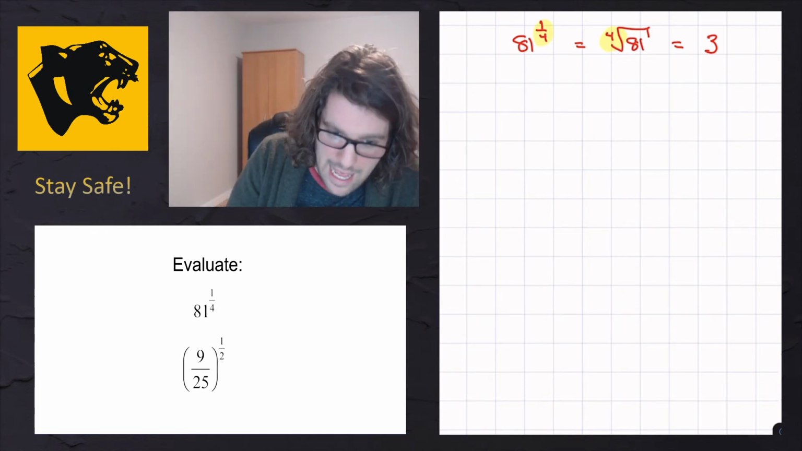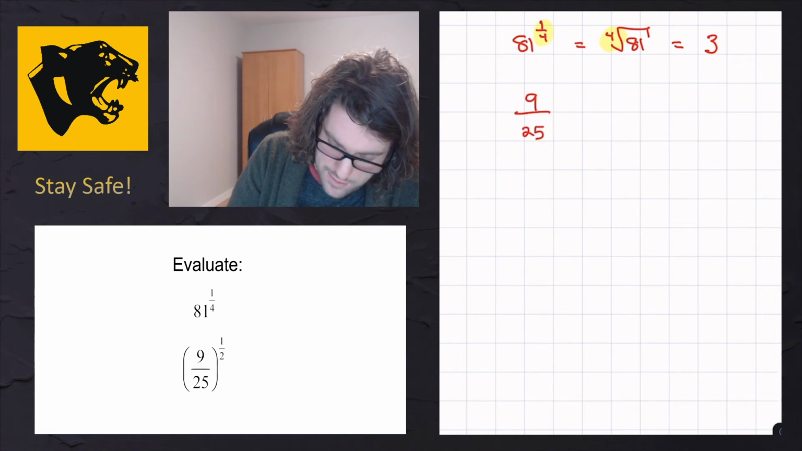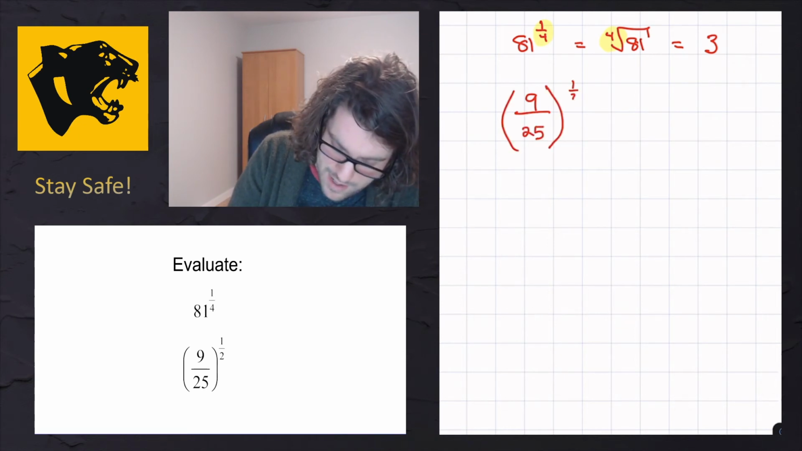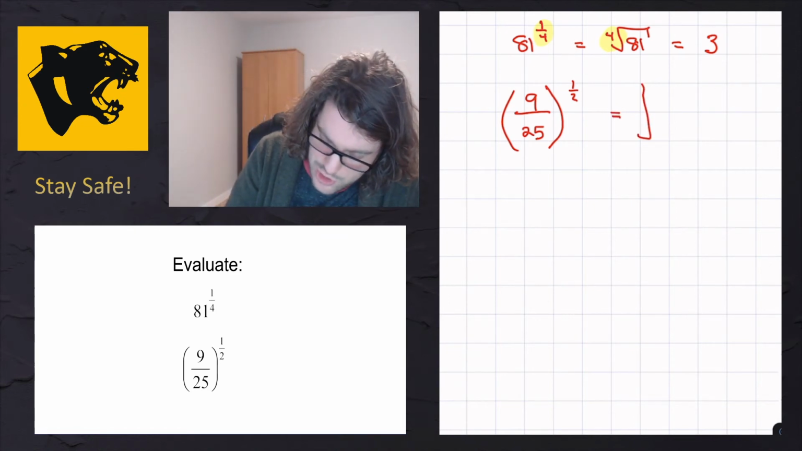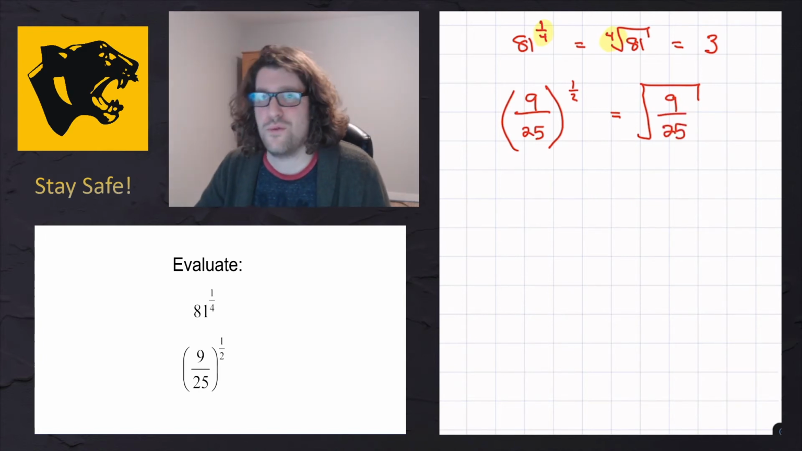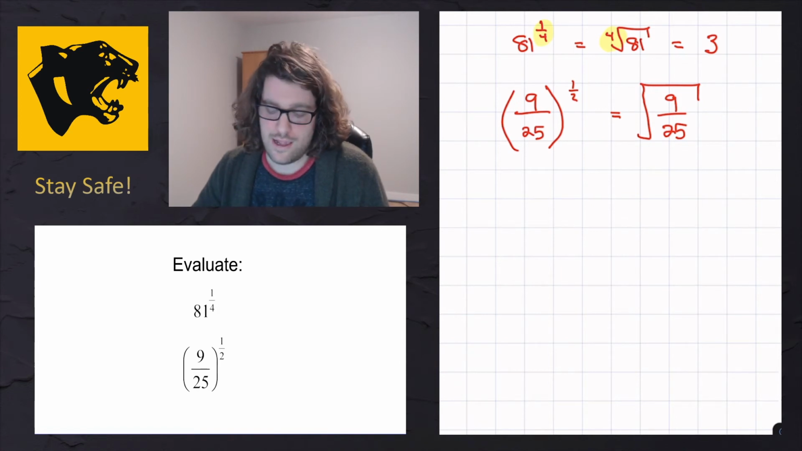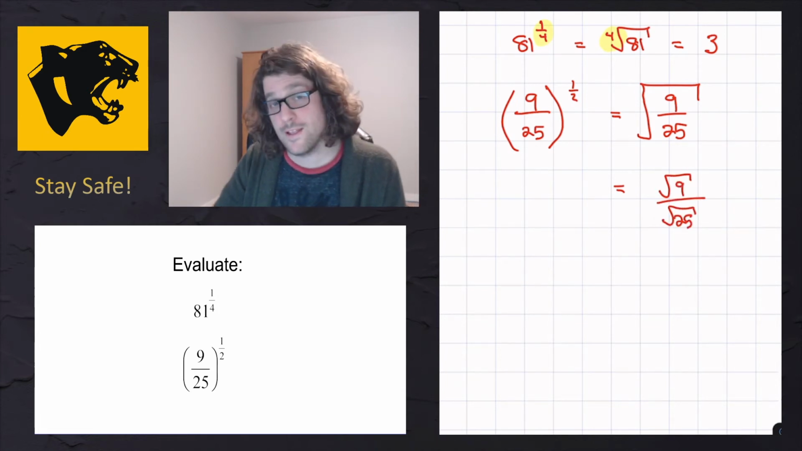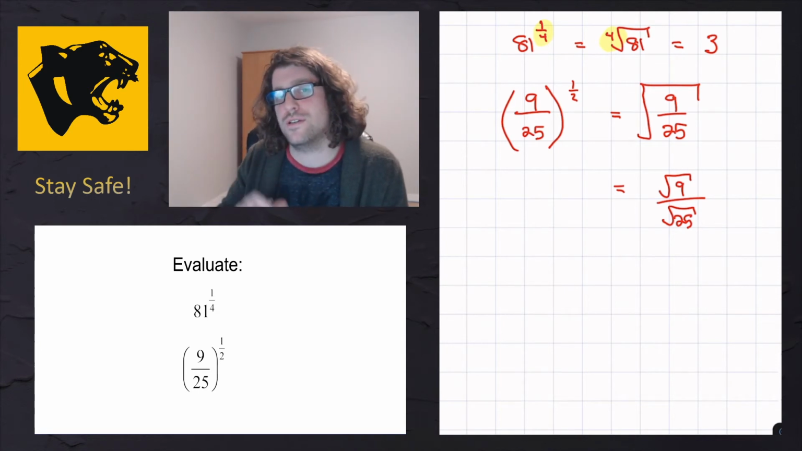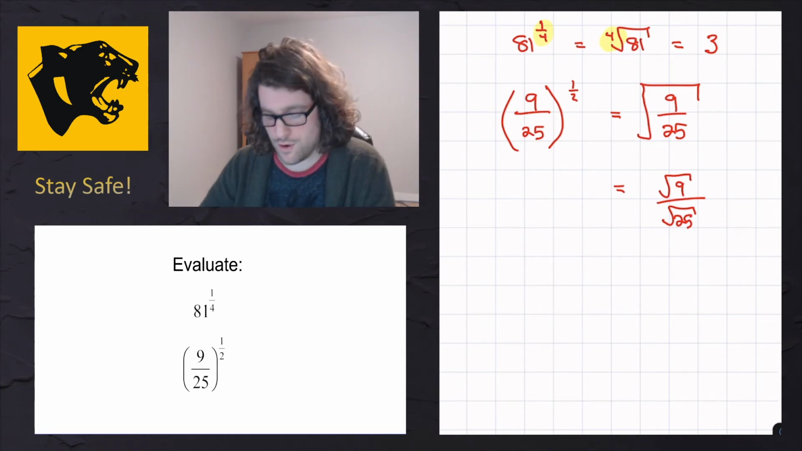Likewise, if we take a look at the example of 9 divided by 25 to the 1/2 power, that is the same thing as the square root of 9 over 25. And we actually said that when we take a square root of a fraction, in this case, it's a nice rational number because 9 is a perfect square and 25 is a perfect square. You can take the square root of those two things separately and it means the same thing. So the square root of a fraction is the same thing as the square root of the numerator divided by the square root of the denominator.